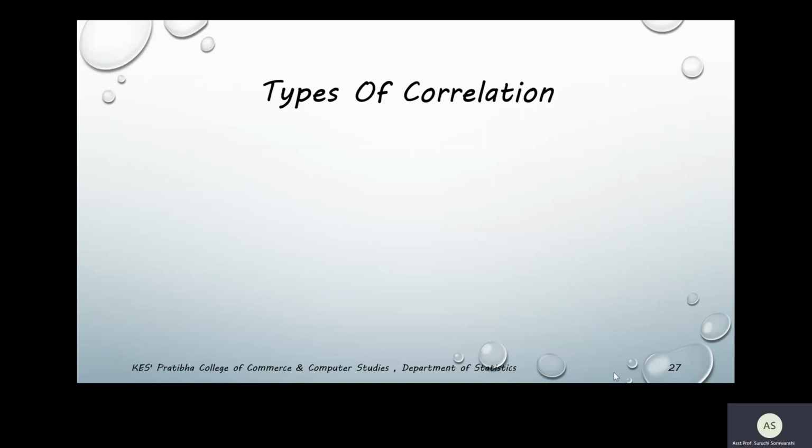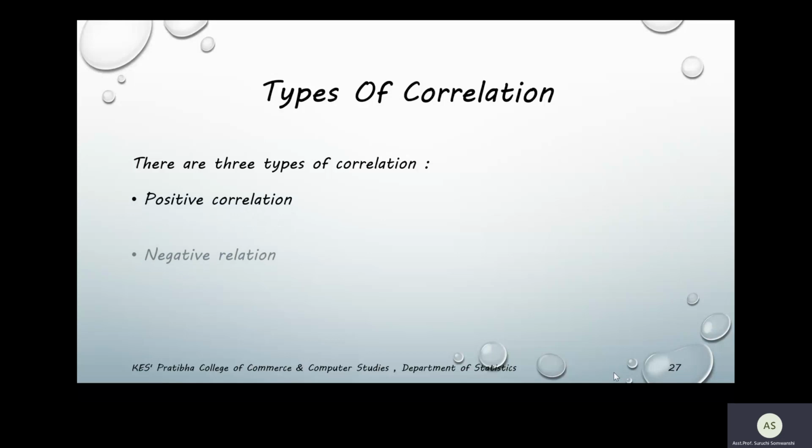And there are different types of correlation. Mainly we can divide correlation into three types. The first is positive correlation, the second is negative correlation, and the third is no correlation. Now we are going to discuss these types of correlation one by one.